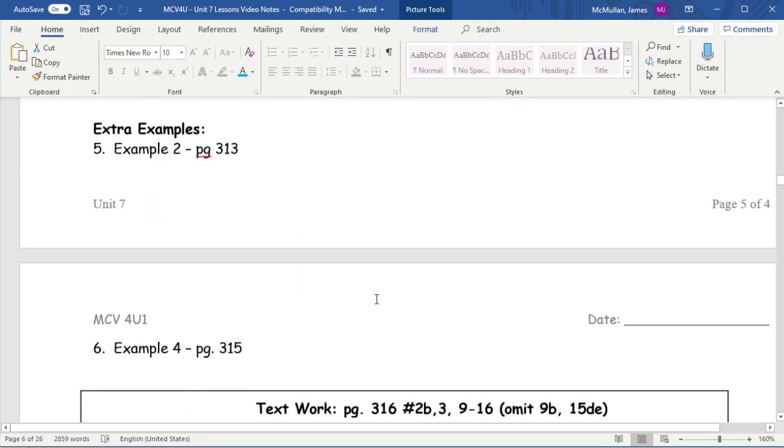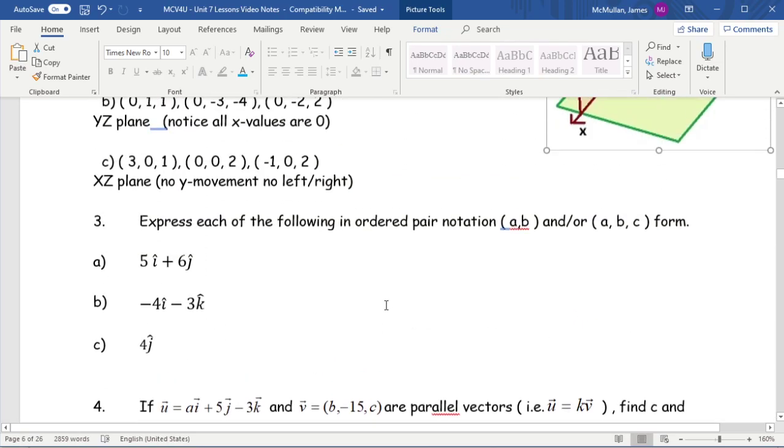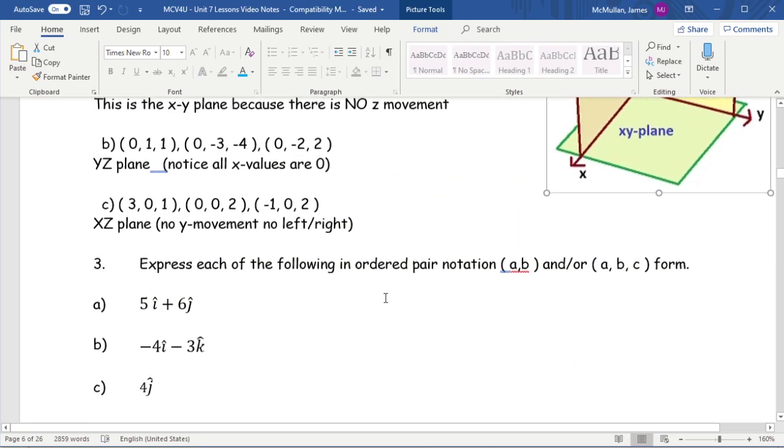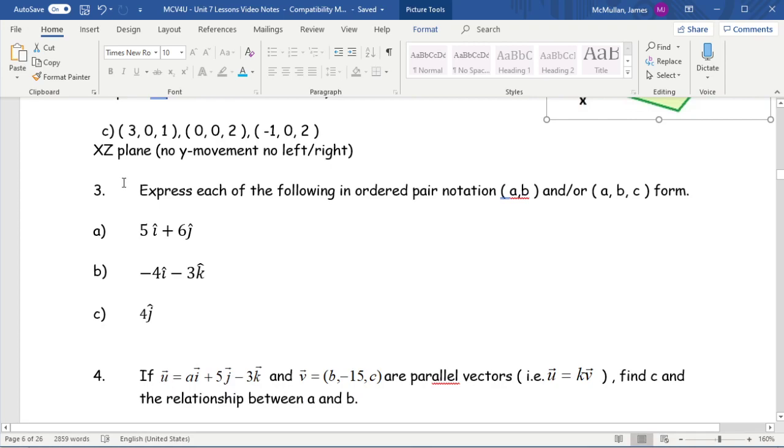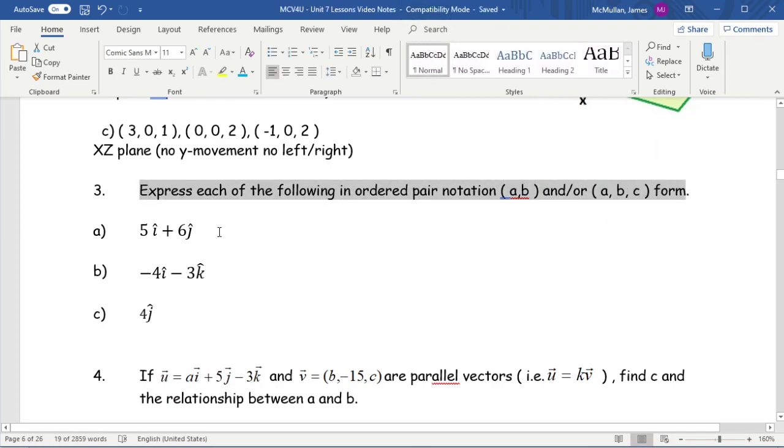Okay. Let's finish up here because this one's gone quite long. It's a lot to think about today. So let's just go through these last ones quickly. It says express each of the following in ordered pair notation.